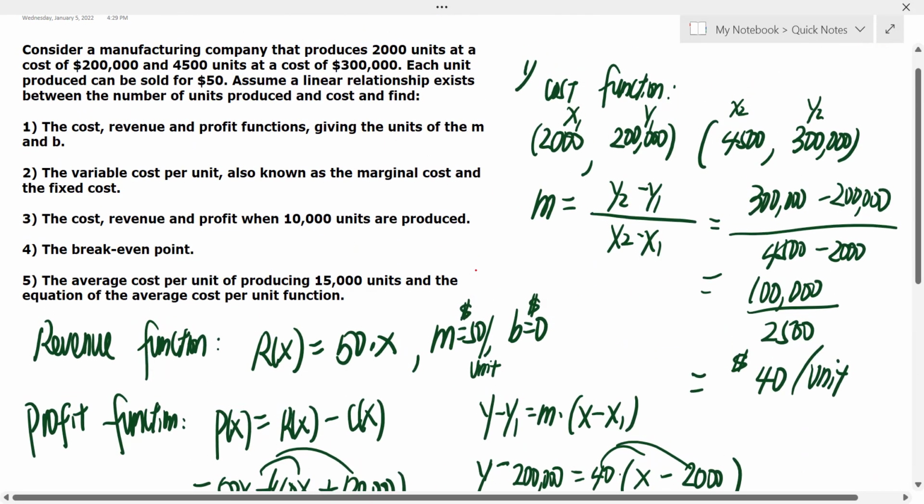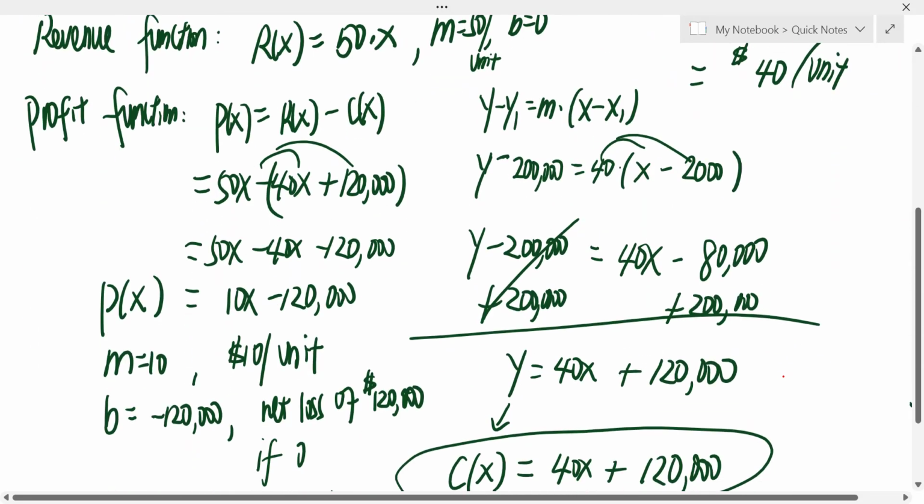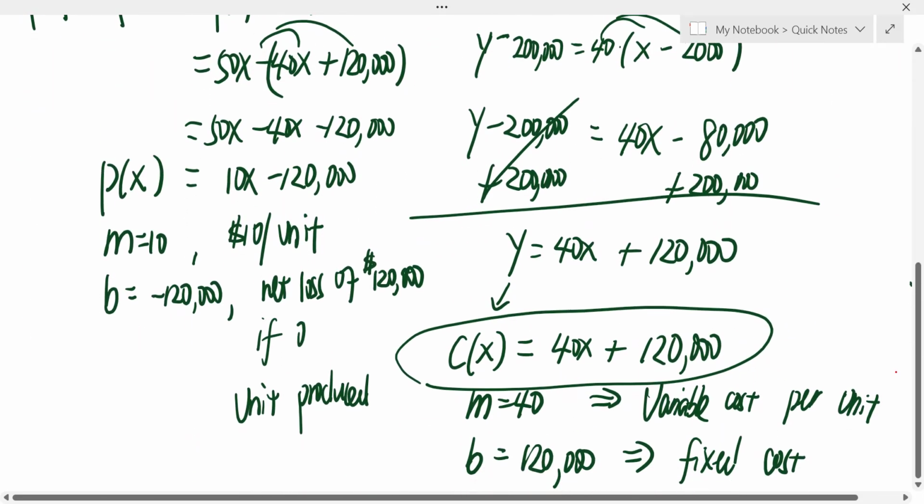That's part 1. Part 2 is variable cost per unit. We know that already. It should be $40 per unit. We get it from the cost function. We analyzed it earlier. It's $40 per unit. It's the variable cost per unit.